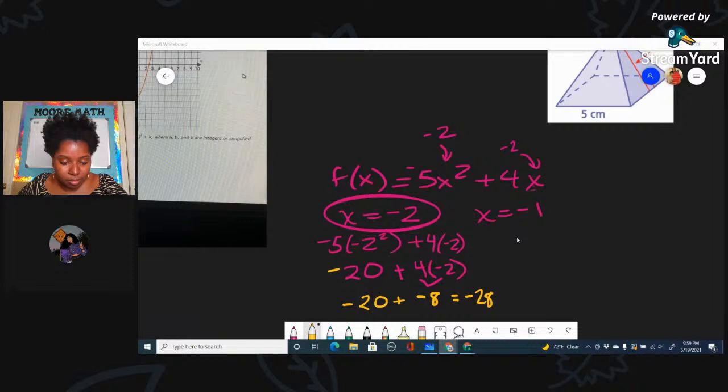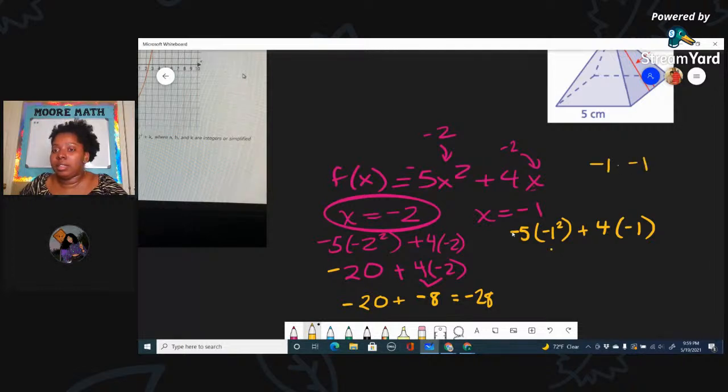So that'd be negative 1. So negative 1 plus negative 1. Okay. So negative 1 squared. Negative 1 squared is negative 1? No. A negative times a negative is a positive. So positive 1. Positive 1. And then 1 times negative 5. You're multiplying.